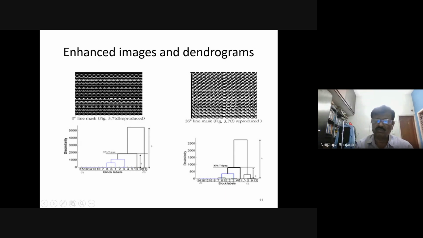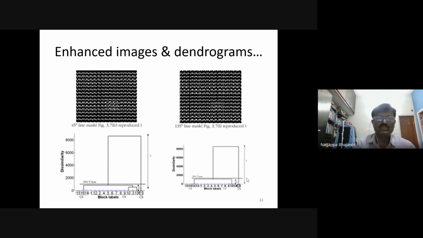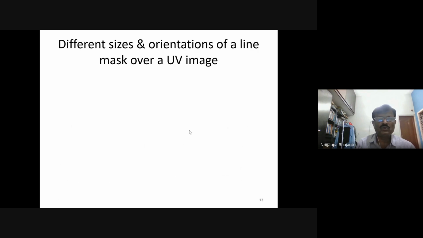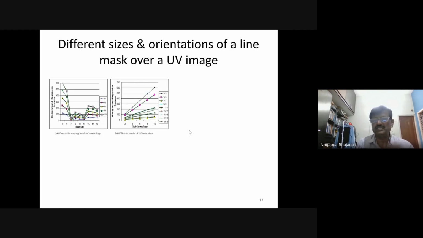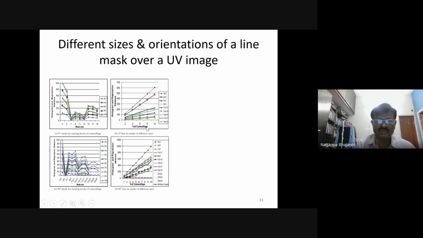We'll get a two-class problem: one is defected and the other is undefected. A similar effort was made for a 45-degree line and a 135-degree line. We also tried different orientation masks over the image. Based on the percentage of camouflage, we got the information here. The 3x3 lines are more informative. For a higher percentage of camouflage, it shows more discrimination power.